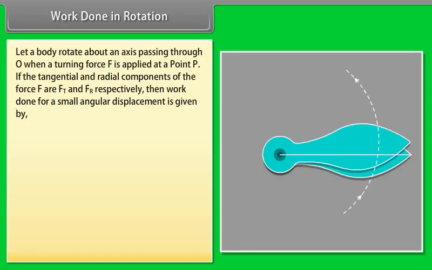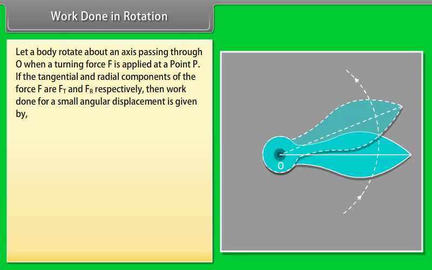Work done in rotation. Let a body rotate about an axis passing through O when a turning force F is applied at a point P. If the tangential and radial components of the force F are Ft and Fr respectively, then work done for a small angular displacement is given by dW is equal to Ft dot ds. Put the values of ds in above equation. dW is equal to Ft R d theta. Here R is equal to OP.